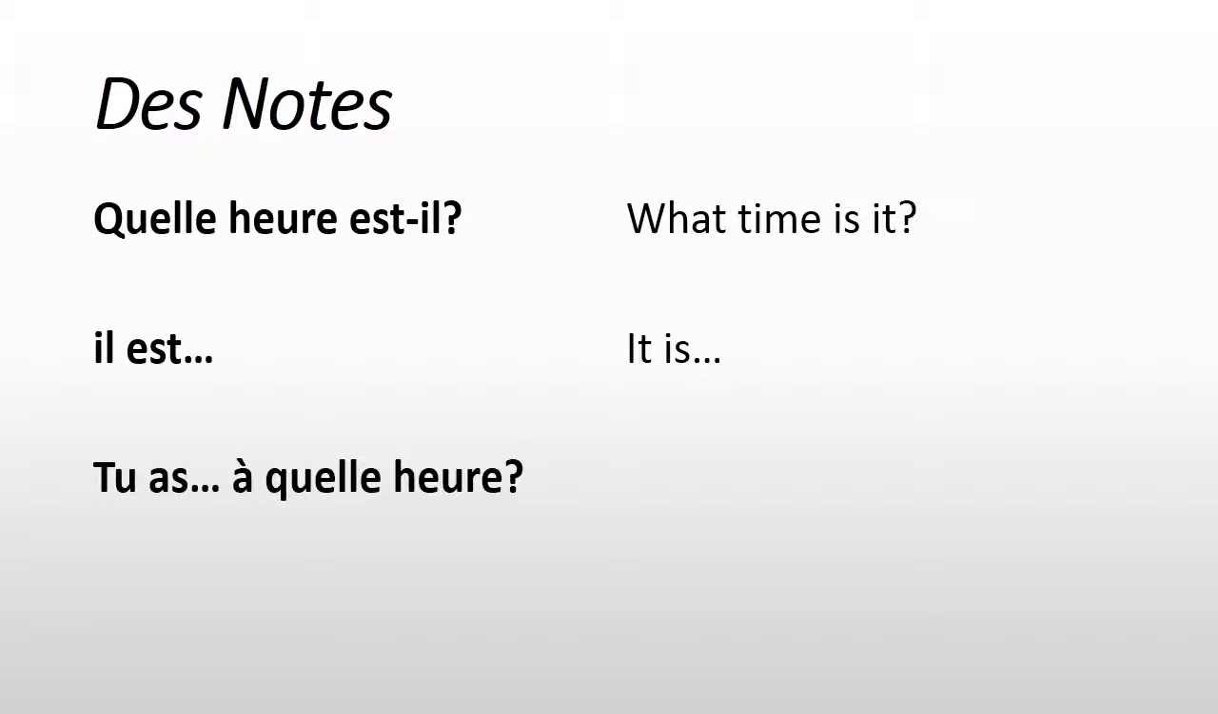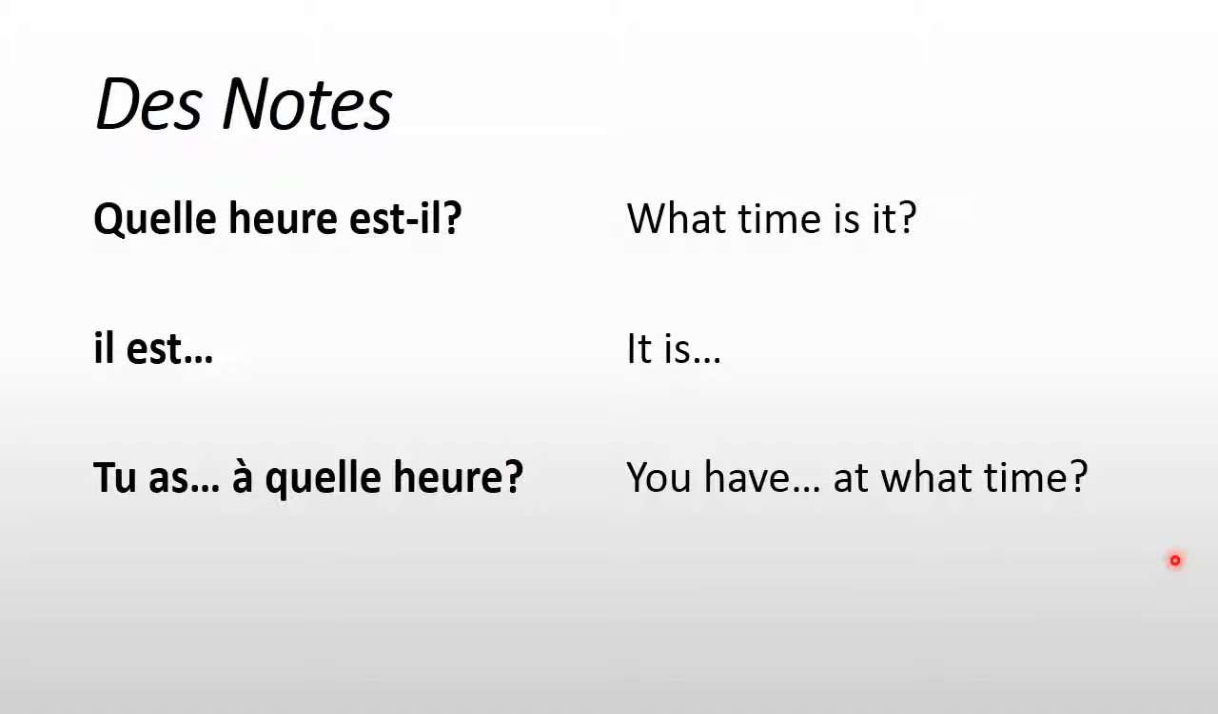Next question we have. Répétez. Tu as à quelle heure? Tu as à quelle heure? We have our ellipsis dots here, so we know we're going to add something here. And this is asking, do you, or you have, at what time? So this would be used for our classes. If I wanted to find out if you had French at what time, I could ask, tu as français à quelle heure?